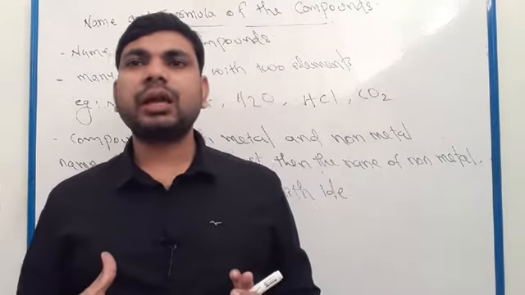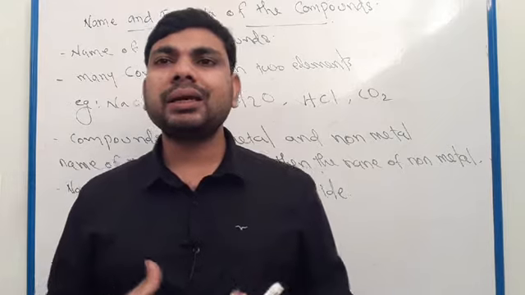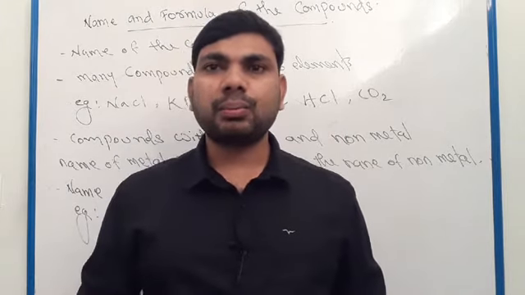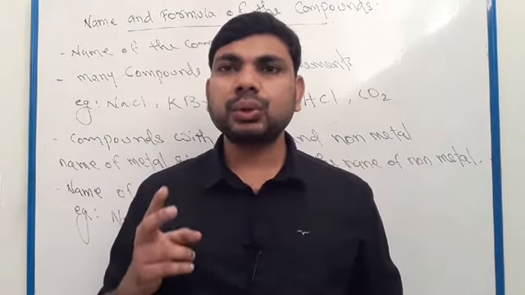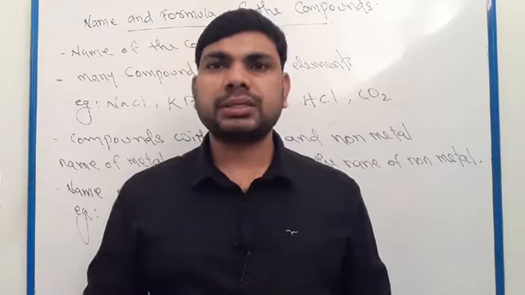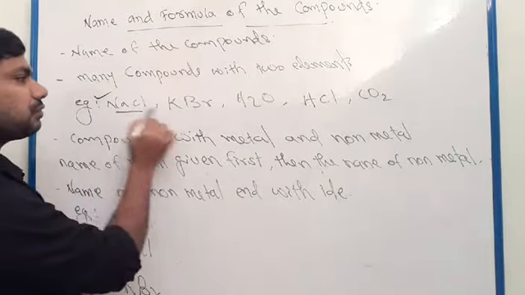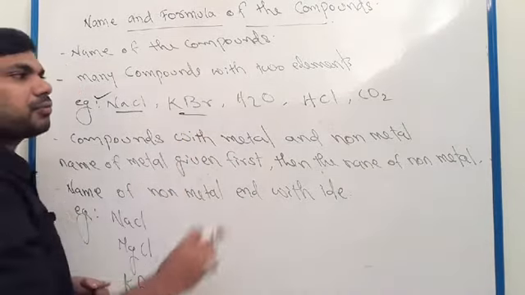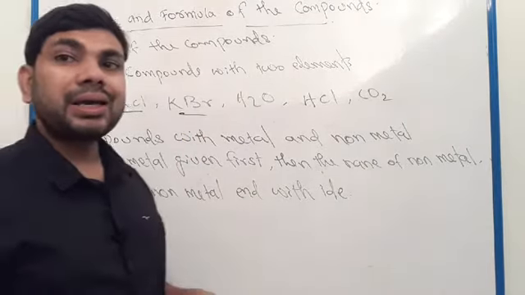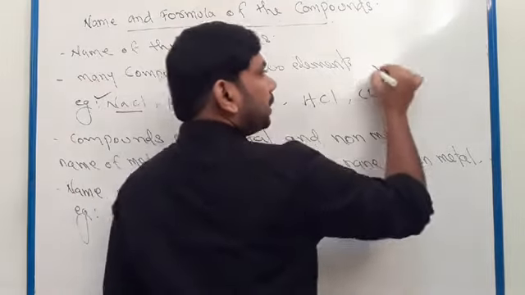There are many compounds with two elements. Compounds with two elements are called binary compounds. See here, these are different compounds which contain two different elements. This type of compound is called a binary compound.